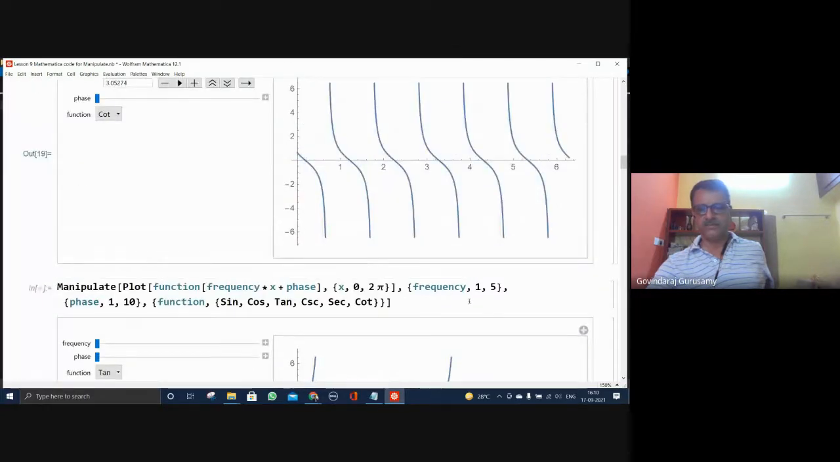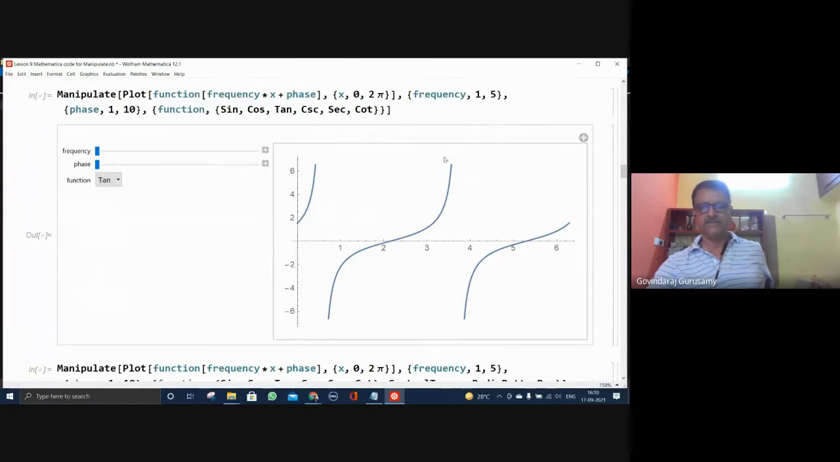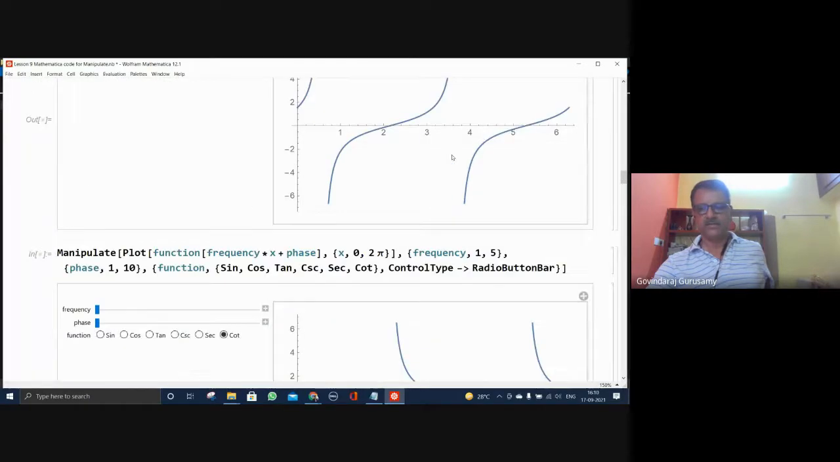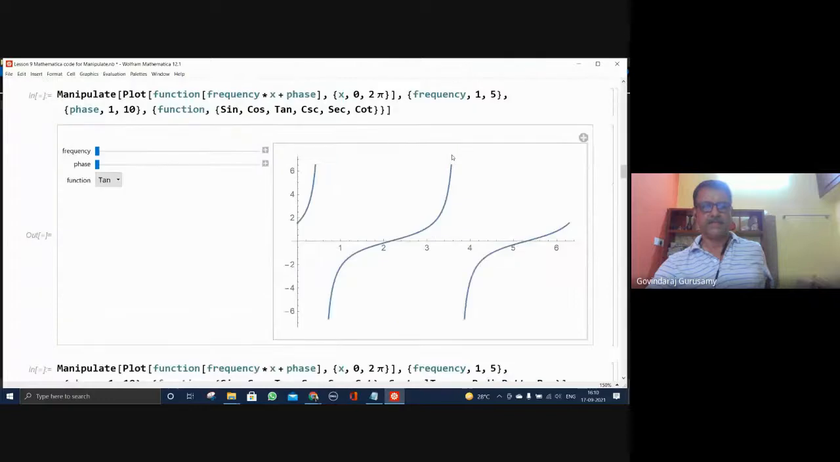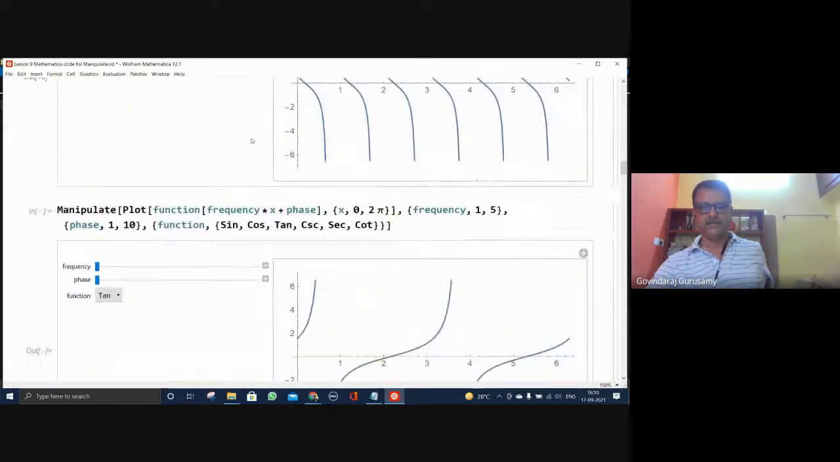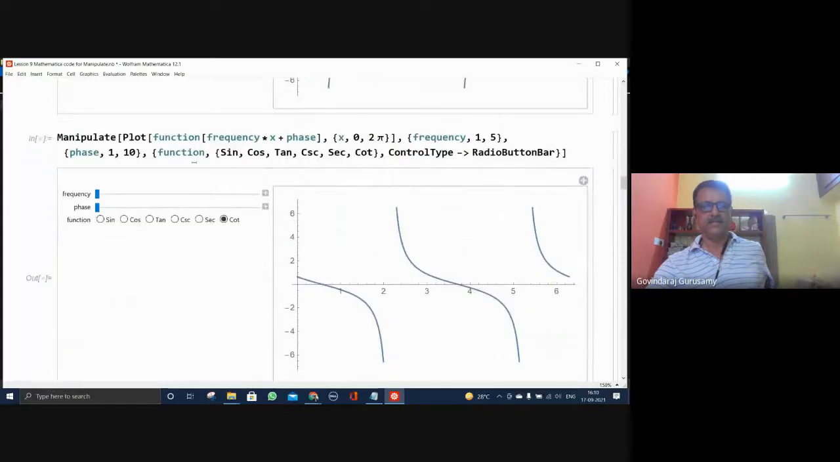Again repeating the same thing, it looks like no difference. It's the same as what has been given here. I don't see this and this, but here is another option: Control type, radio button bar.